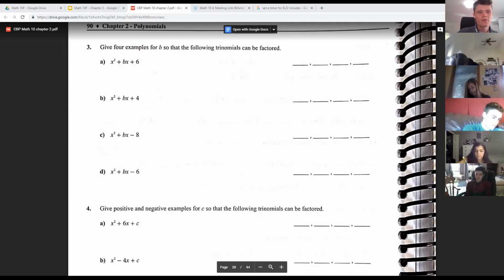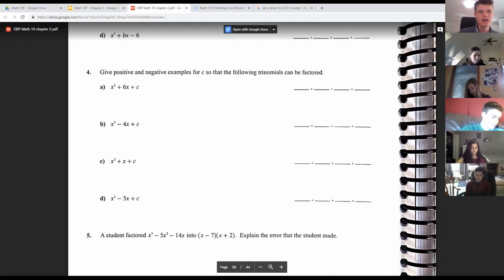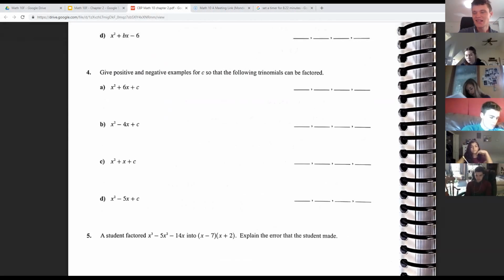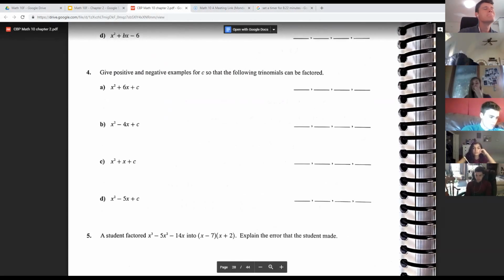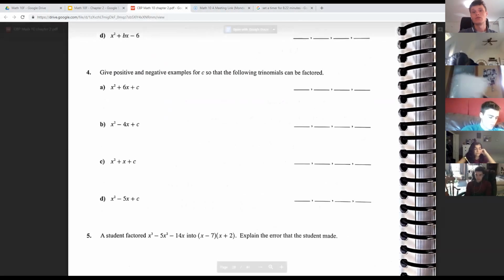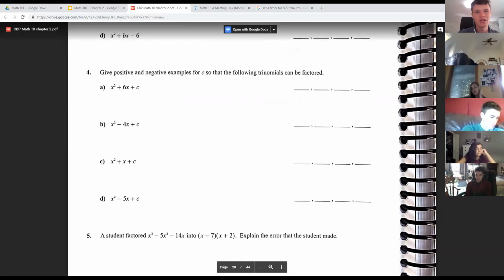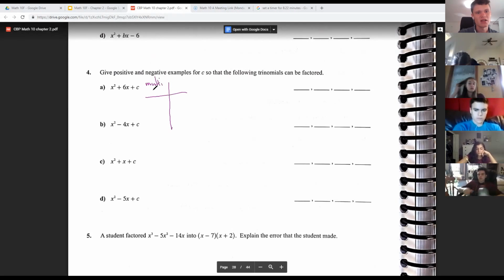All right, how about number 4? Number 4 is similar, but instead of trying to find that middle term, we're trying to find that last term. And there's actually going to be many, many different options that you could choose for this. Okay, let me illustrate. So for this one, we're kind of saying we're multiplying to question mark.